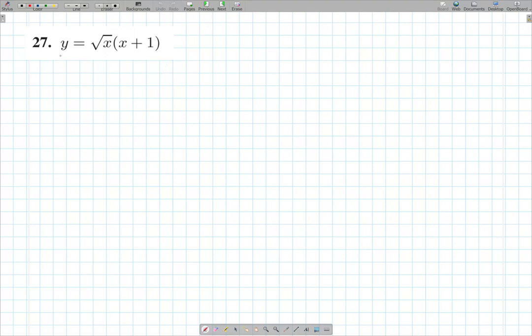Okay, so given y equals the square root of x times the quantity of x plus 1, how will you derive this one? Okay. So, pwede pa natin iwasan ng ang product rule, no? Pwede pa natin i-distribute ang square root of x. So, bago tayo mag-derive, distribute natin muna ang square root of x.